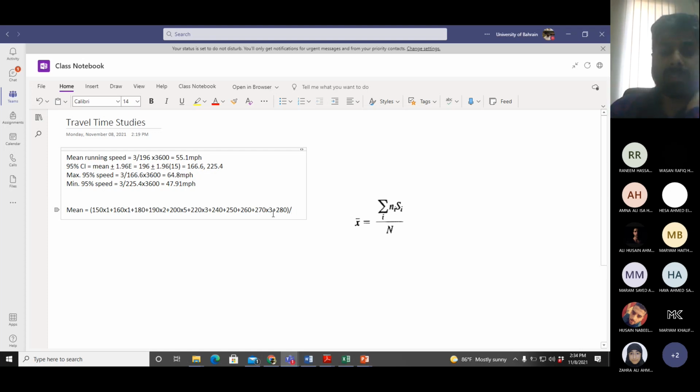Again, a common mistake from the students is they count the number of values, like 150 plus like 1. So they counted like this: 1 2 3 4 5 6 7 8 9 10 11. So 11 will be wrong, because 11 is the number of values you have on the x-axis, not the number of observations. Number of observations will be the summation of the values which you have on the y-axis.